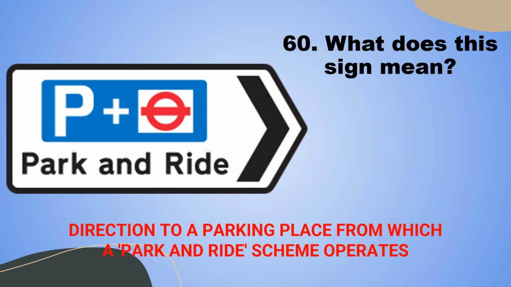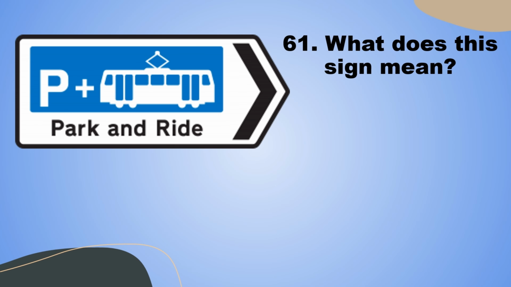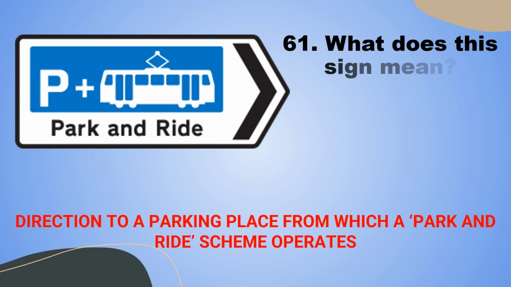Next symbol, again, it's very similar to the previous symbols, but please don't get them confused because they have different meanings. This sign is a direction to a parking place from which a park and ride scheme operates. So again, P for parking plus tram. So again, you park your car to hop on the tram.